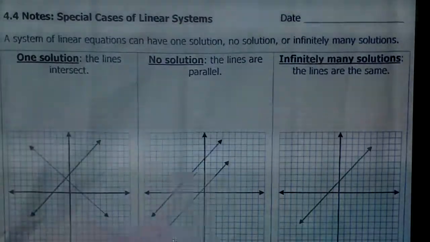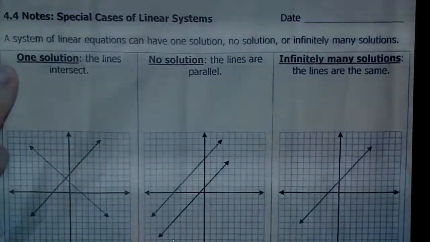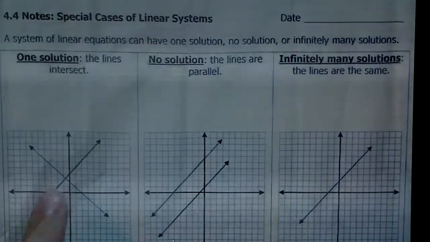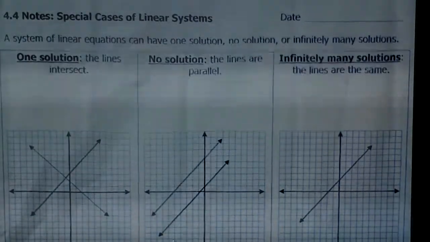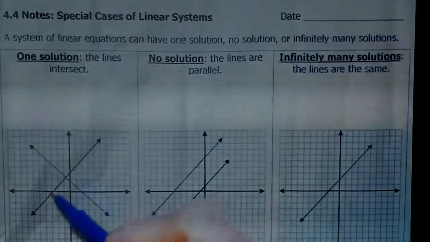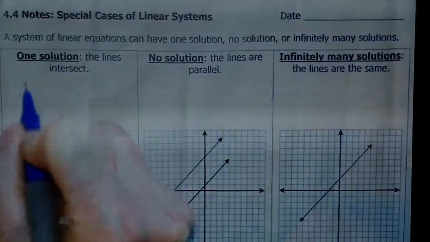So just a little review right here. One solution, the lines intersect. So when the lines cross, we have different slopes. You should jot that down.